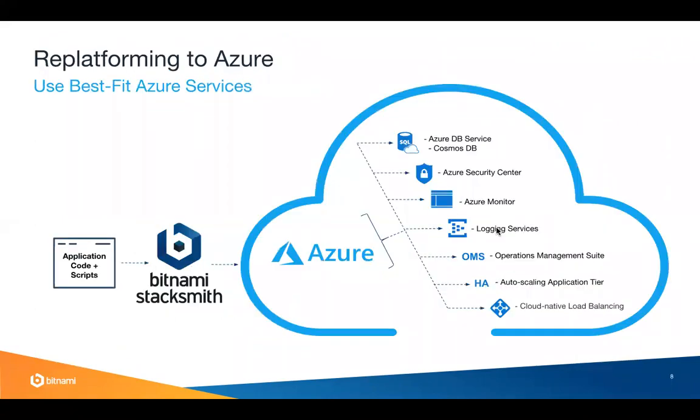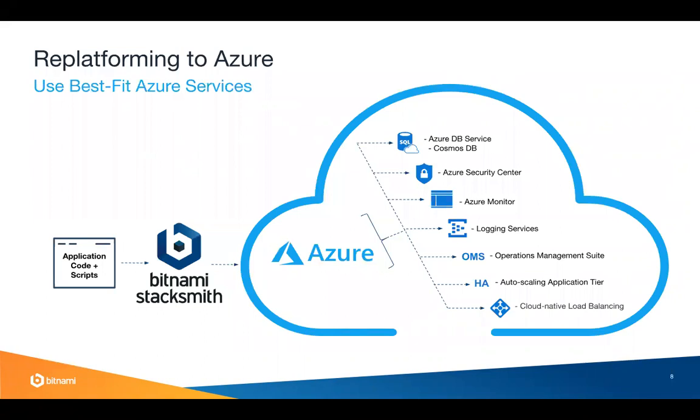When we talk about replatforming and using best fit services, here's an example with Azure. Let's say I have a Java Tomcat application with a database. I'm running that database on bare metal today, but when I put it in Azure, I want to take advantage of a database service, such as MySQL in Azure or CosmosDB.